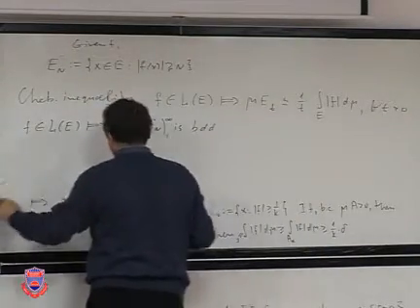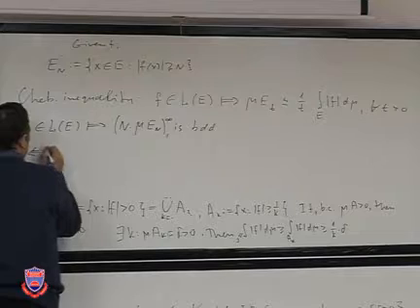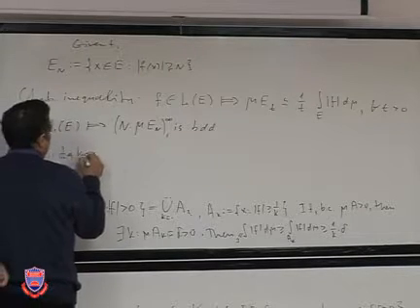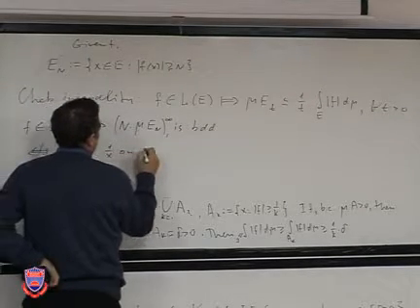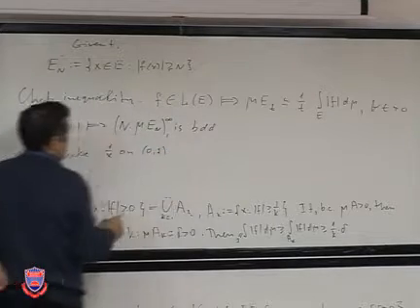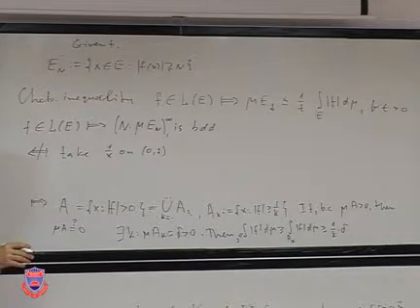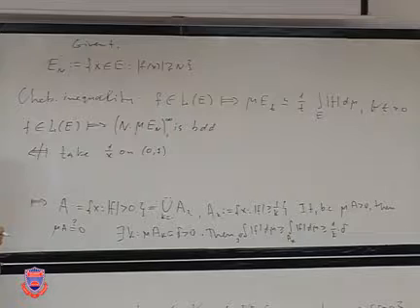We have that the sequence is bounded, but there is no inverse implication. It's enough to take the function 1 over x on the interval 0, 1. The function, of course, is not integrable, since it's not Riemann integrable.